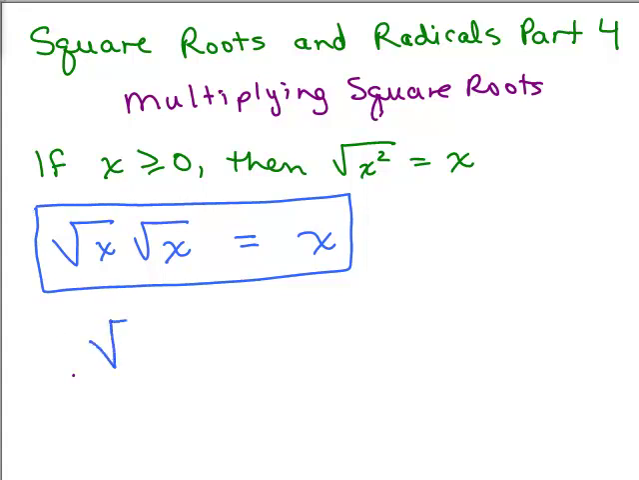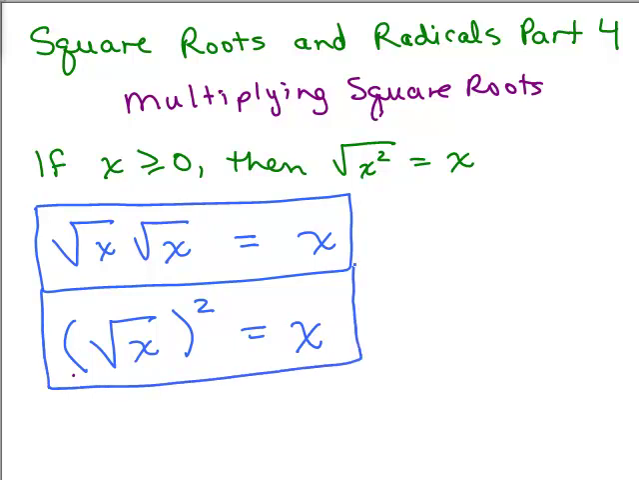Now, you could also read that as the square root of x squared. That means the same thing, doesn't it? Because square root of x squared means square root of x times square root of x, so that also equals x. Okay? But that's different. This is different because I've got the x squared underneath the radical sign. So it's a real slight, subtle difference.